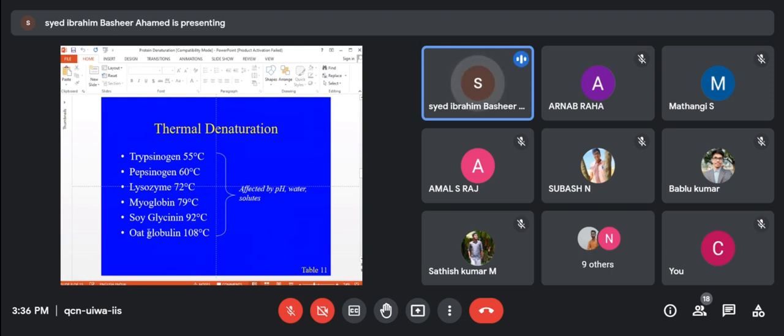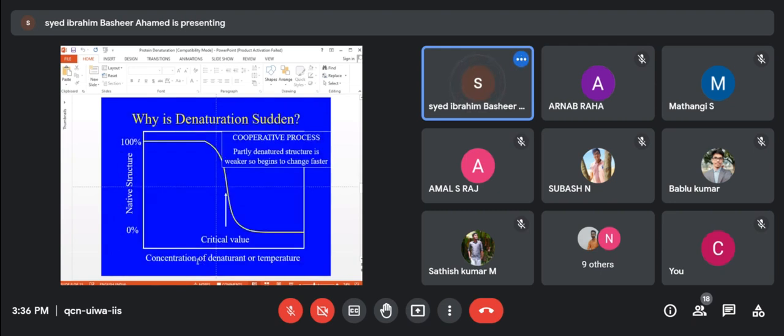Here you can see several proteins having different ranges of thermal stability, right? Even some proteins can survive at a very high temperature. Here you can see the temperature is increasing, or the concentration of denaturant, urea, keeps on increasing. The percentage of native structure, native fold: low concentration, low temperature, 100% native conformation.